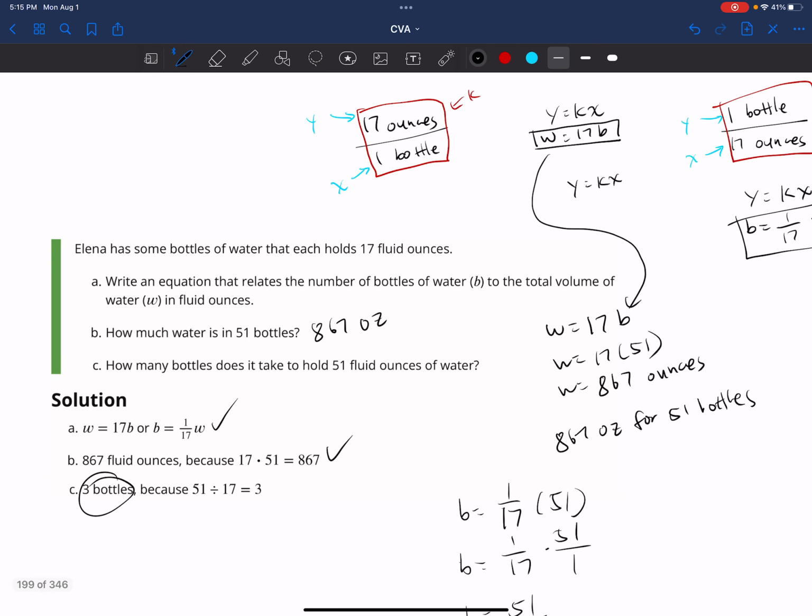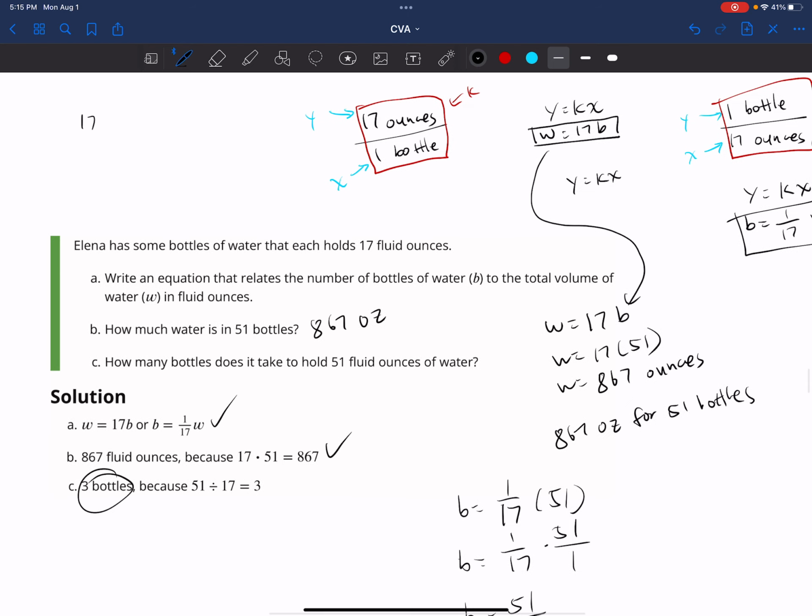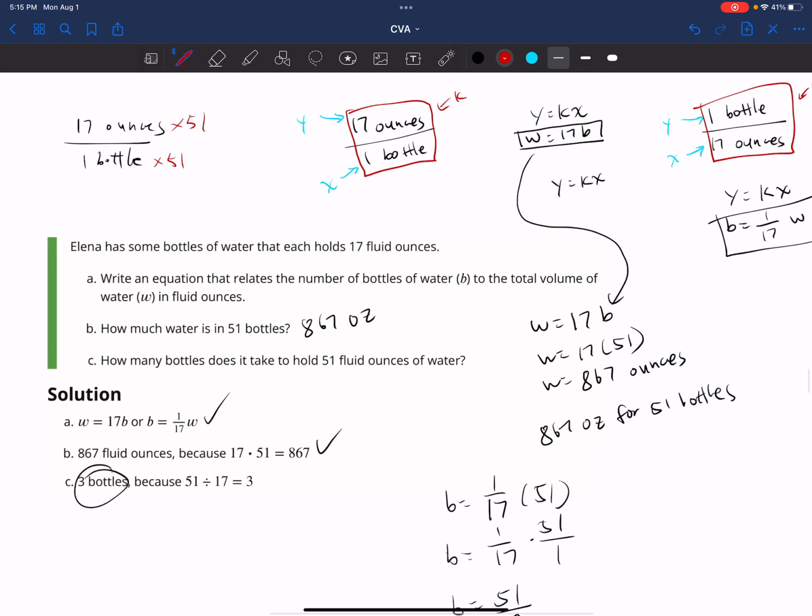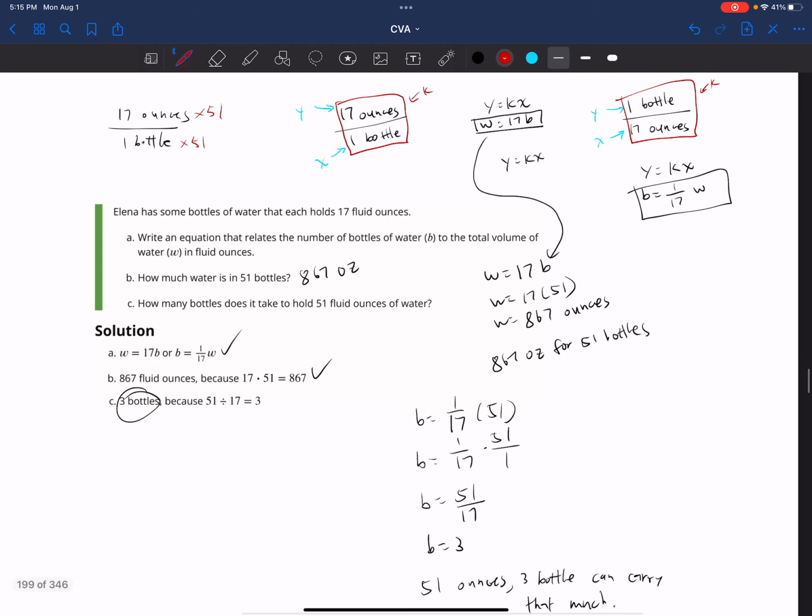And if you want to check it, you can do 17 ounces over 1 bottle, because this is our constant of proportionality, and then you want 51 bottles, so you can multiply 51 on the bottom, and you can do it that way if you don't like to use the equation. But they are asking for the equation, so that's what I did.